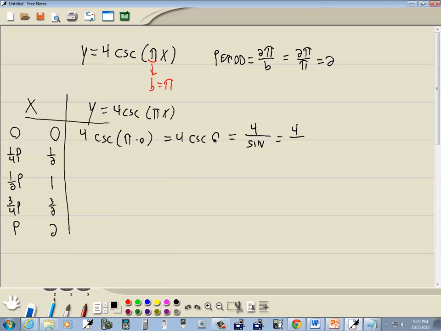Pi times 0 is 0. Okay, sine of 0. Sine is our y value, and at 0, that's equal to 0. So this is undefined.